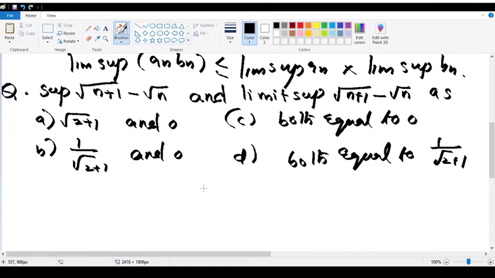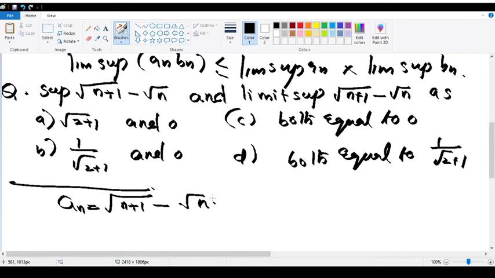First, to find, you try to find what is the limit value. What is the limit of the given sequence? What is the sequence? An equal to root n plus 1 minus root n. Can you find the limit of the given sequence?